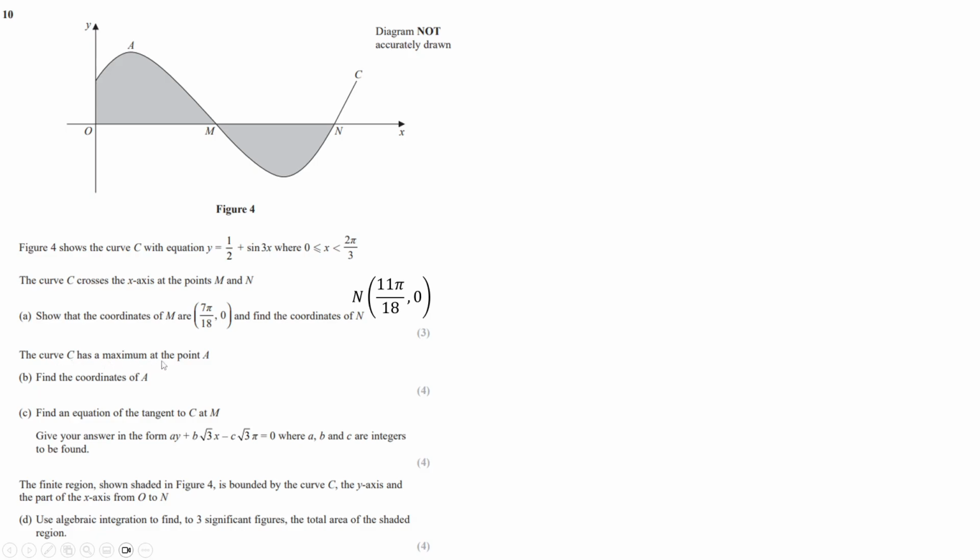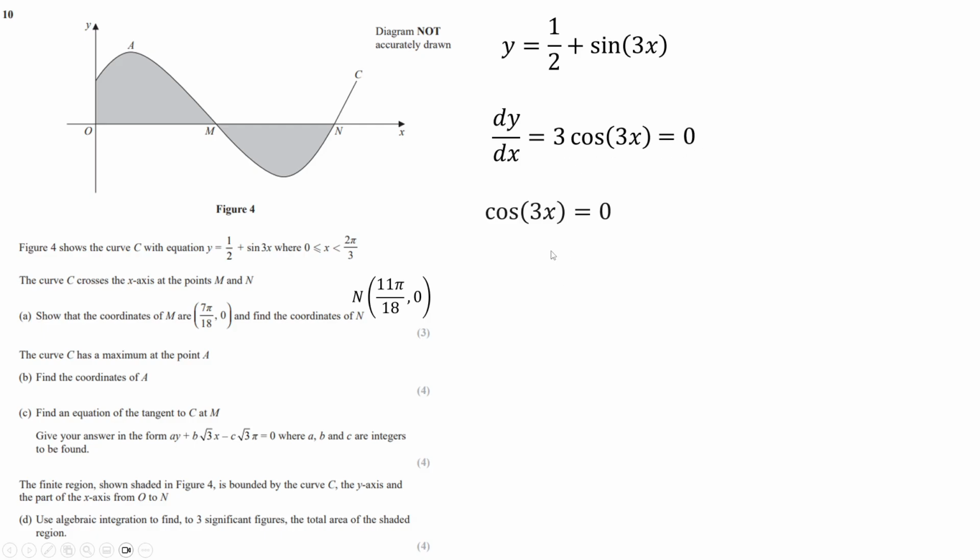The curve C has a maximum at the point A. Find the coordinates of point A. So if it has a maximum, it's going to be a stationary point. So if we've got this, and then we differentiate it, this is a constant, so it'll just go to 0, and then this is 3 cosine 3x. And it's a stationary point, so that equals 0. Divide by 3 on both sides to get this, and then just inverse cosine on both sides. Cosine inverse of 0 will just be pi over 2 if you think about the graph. So you've got 3x equals pi over 2, and then x equals pi over 6 because you just divide by 3 on both sides.